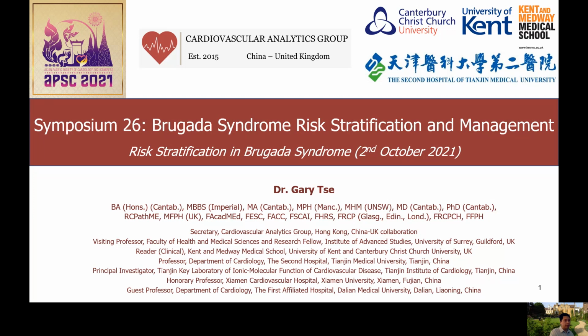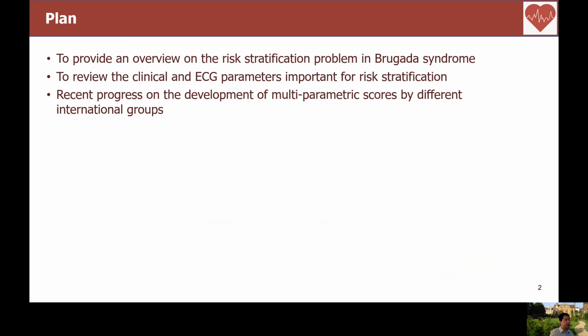The topic of my talk is going to be risk stratification in Brugada syndrome. So the plan is to discuss three major issues. First is to provide an overview on the risk stratification problem in Brugada syndrome. Secondly, I would like to review the clinical and electrocardiographic parameters important for risk stratification. And finally, I want to look at and demonstrate to you some of the multi-parametric risk scores developed by various groups.